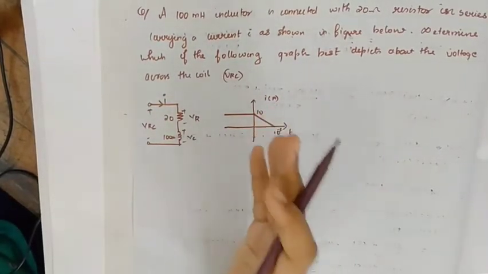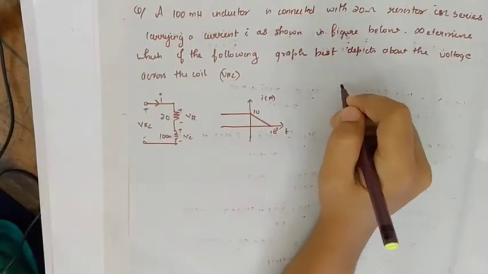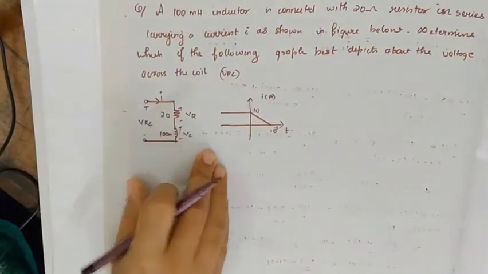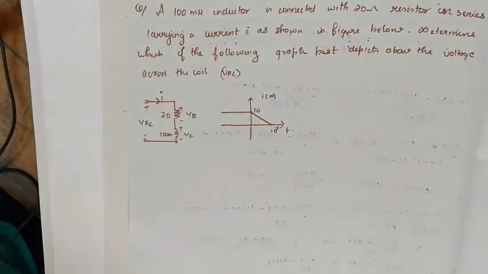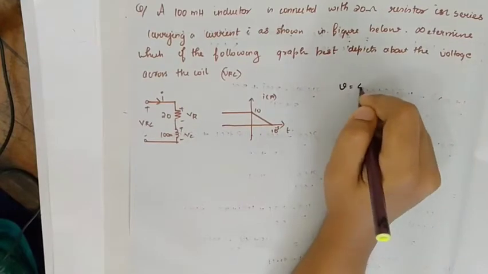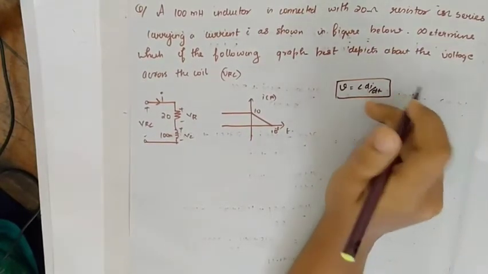This is the graph of the current. We have to find the equation of the current because the current is changing with time. Before t less than 0, it is 10, a constant, and after t greater than 0, it is changing. So the voltage across the coil V is equal to L into di by dt. We know that this is the voltage across an inductor.